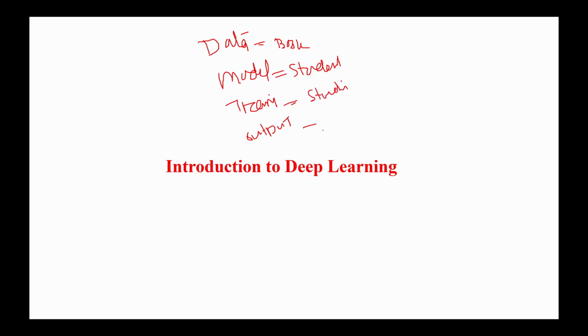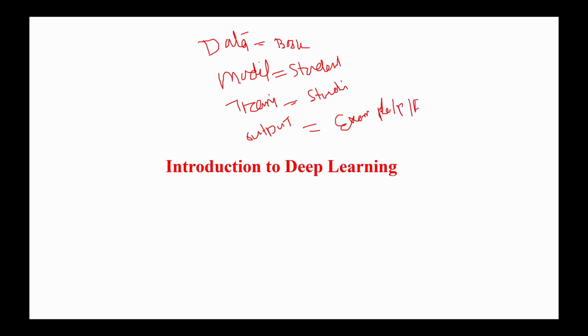Suppose these are the basic terms in deep learning. One is the data, second is the model, third is the training, and fourth is the output. Every deep learning model has these. This is just the structure of deep learning. Now, suppose data is equal to book. Model is equal to student. Training is nothing but studying, and output is nothing but the exam result. Exam result is either pass or fail.